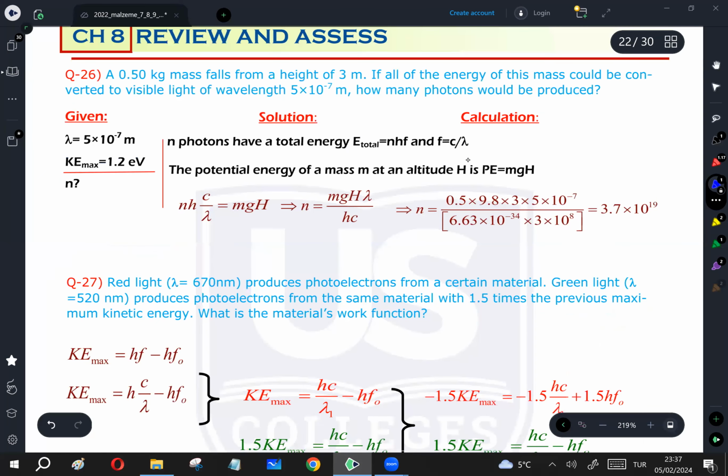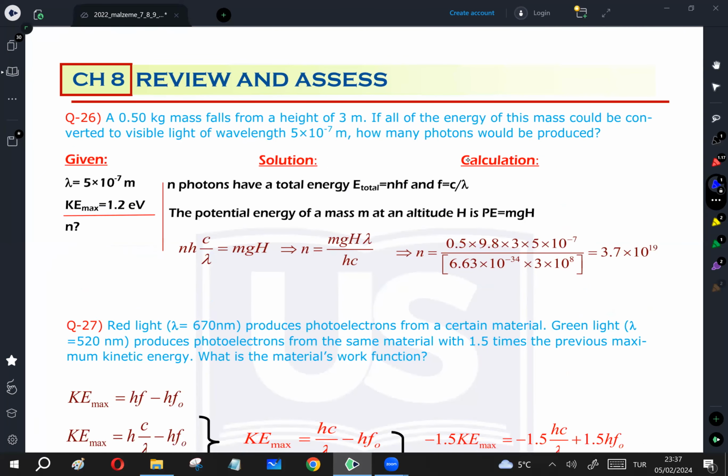Next question. This question is also asked of me frequently, so I'm going to explain this too. A 0.5 kilogram mass falls from a height of 3 meters. This is m, this is h. If all the energy of this mass could be converted to visible light of wavelength 5 times 10 to the power -7 meter, how many photons would be produced? So when this mass is falling 3 meters down, of course it's gaining kinetic energy. When it strikes the metal, all this kinetic energy will be converted to energy of the photons.